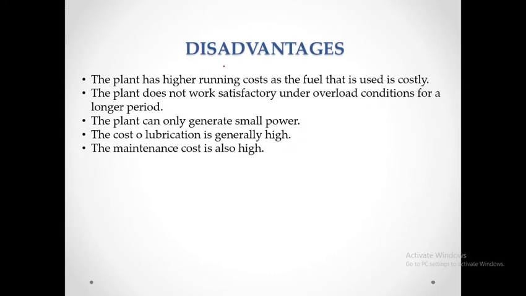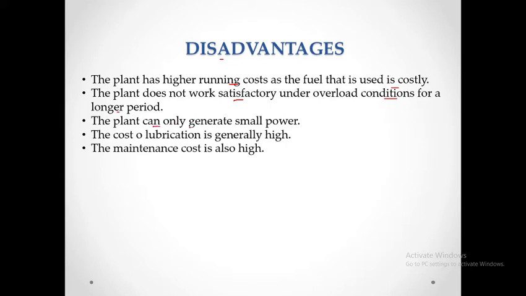Then if we go to the disadvantages, the plant has a higher running cost because the fuel used is costly. The fuel used here is diesel, and we know what the price of diesel is now, so the cost of fuel is very high. Then the plant does not work satisfactorily under overload conditions for a longer period. So we can't use this diesel power plant for a longer period. Only for a shorter period, that is, we can use it as an emergency source, but continuous supply cannot be there in diesel power plants.